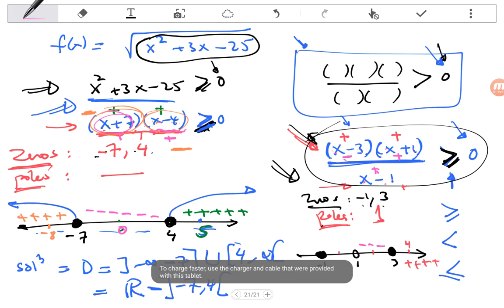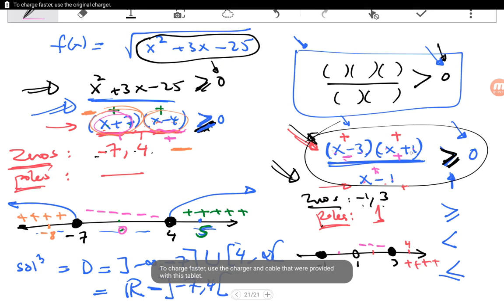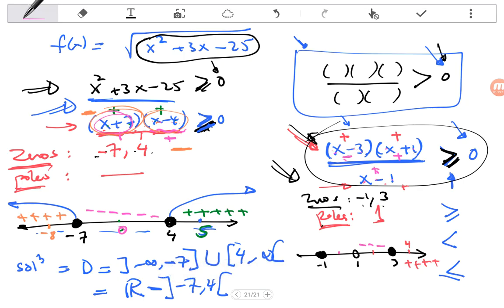Then I choose a number, in this interval, 0, for example. Negative over negative, that will be positive. Then negative 2, for example, I choose here negative 2. Negative 2 plus 1 will give me negative. Negative 2 minus 3 will give me also negative. Negative 2 minus 1 will give me also negative. Negative times negative divided by negative will give me a negative sign, so that will be negative.